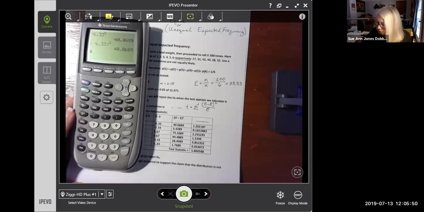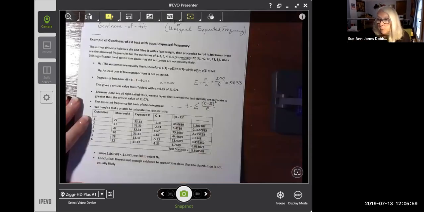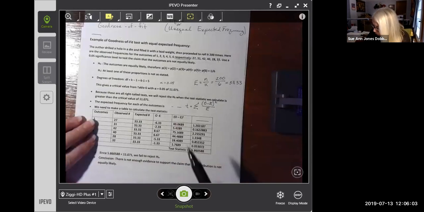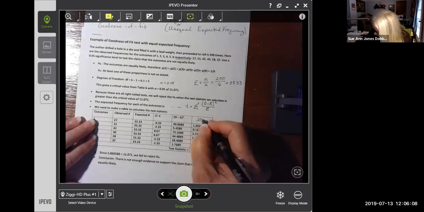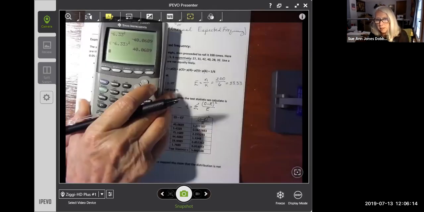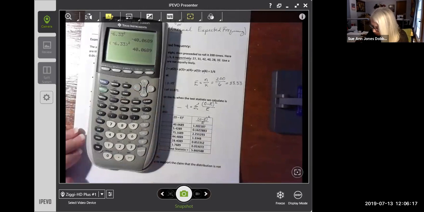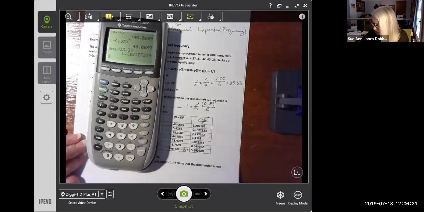So none of these numbers here in this column are ever negative because they're all squares. And negatives times negatives are positive, as are positives times positives. Okay. So then after I do that, I take the O minus E squared number and I divide it by the expected. So what I'm doing is I'm taking the 40.0689 and I'm dividing by the 33.33. And that's how I got this number here.